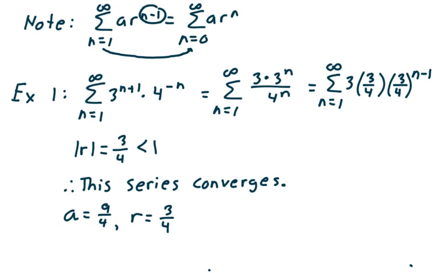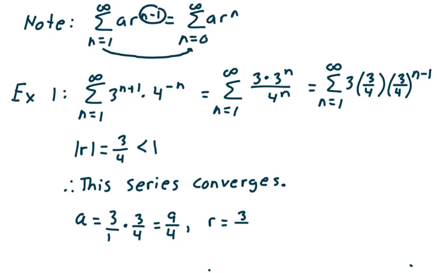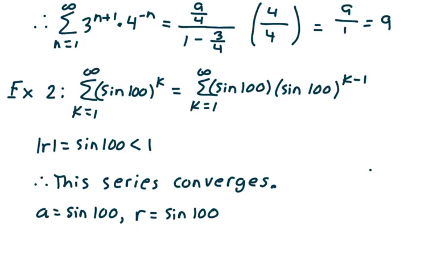Okay, now we need to find out the sum of the series. So let's backtrack a tiny bit. Now, a is 3 over 1 times 3 over 4, which is equal to 9/4. And then r is 3/4, right? Which is less than 1. So let's plug that in. The summation from n equals 1 to infinity of 3^(n+1) times 4^(-n) is a, which is 9/4, divided by 1 minus 3/4.